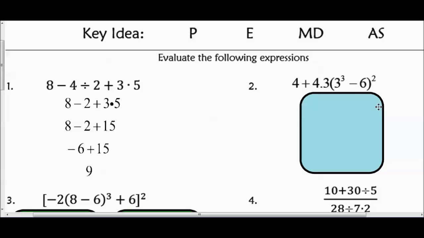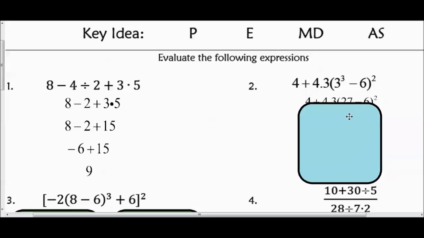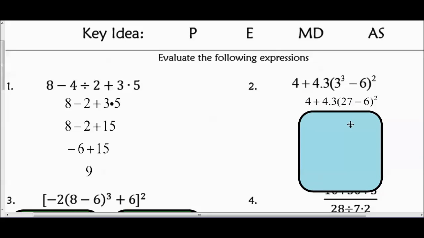So we're going to start inside the parentheses, and we're going to follow order of operations inside of there too. So we have subtraction, and we have this exponent. We're going to do that exponent first. 3 to the third power is 27. 3 times 3 times 3. Then we're going to finish inside the parentheses by doing the subtraction. 27 minus 6 is 21.